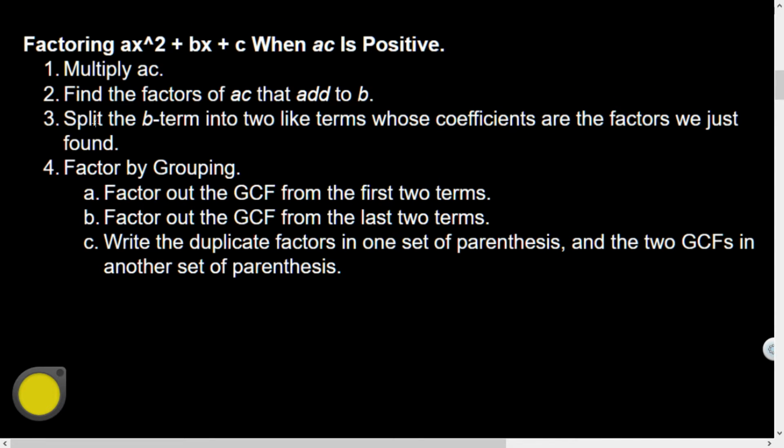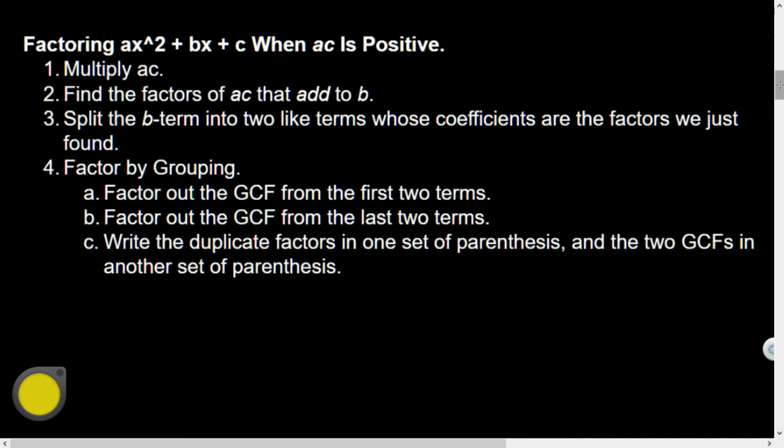Step 3. Split the B term, the term that has the X in it, into 2 like terms. Like terms are those that will have X's in them in this case, whose coefficients, does someone remember what coefficients are? The number in front of a variable. Yes, okay. Whose coefficients are the factors we just found. Which factors we just found? The factors of AC that add to B.